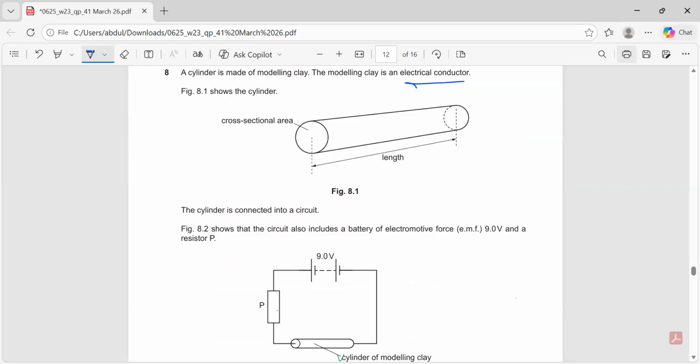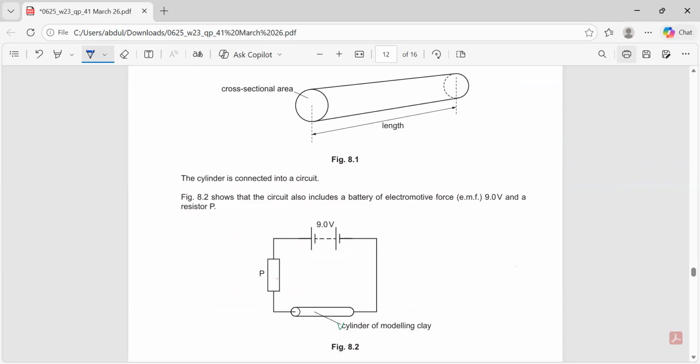Anyhow, the cylinder is connected into this circuit. See, there is a circuit, and if you see this circuit, the same cylinder is put over here. So this is the circuit in front of us. There is a battery. We will not say it a cell, this is a battery. And a battery is always providing what? DC, direct current.